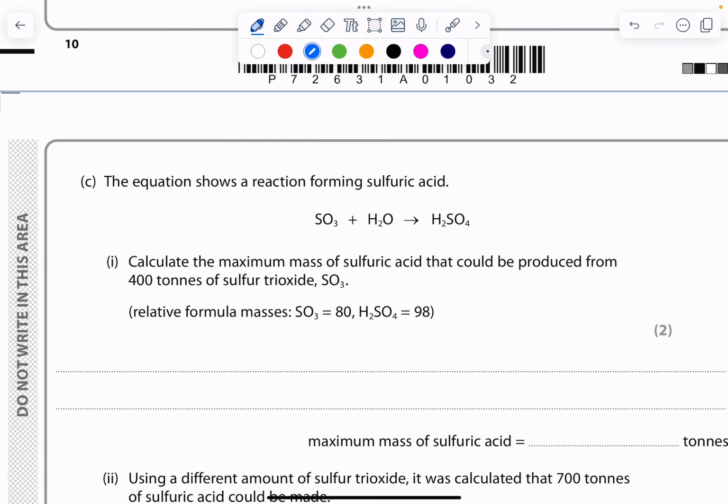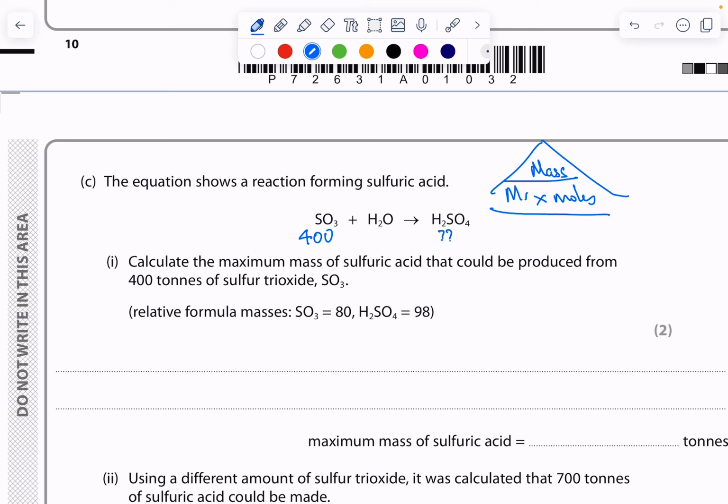Carrying on, we've got a calculation to do here. It says calculate the maximum mass of sulfuric acid that could be produced from 400 tons of the sulfur trioxide. Right, so we want to find the mass of this, and we're told we have got 400 tons of this. Let's put the numbers in. Over here, I'm going to write down that Mr, moles, lives underneath the mass.